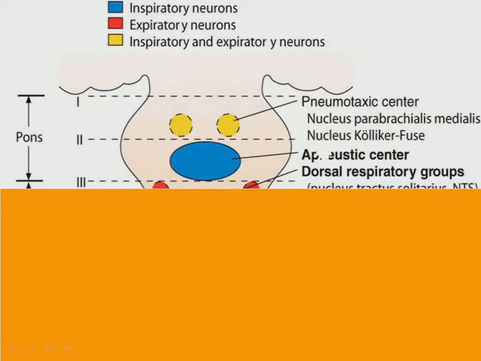I have absolutely no idea what the nucleus parabrachialis medialis is, but it sounds really cool. I guess if I had a boat, I would probably name it that or something.